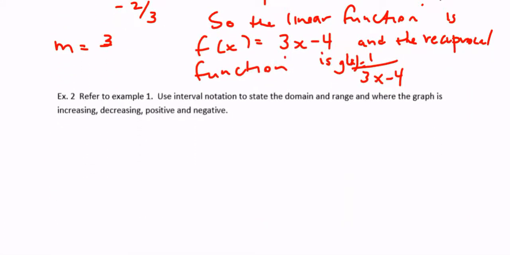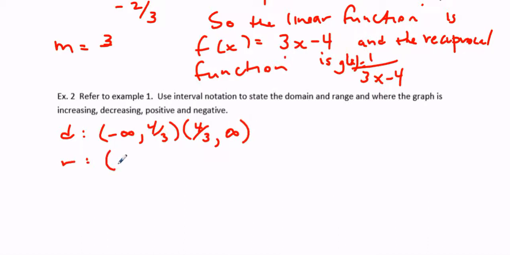It says use interval notation to state the domain and range. So we decided the domain was negative infinity to 4/3, and then 4/3 to infinity. The range is negative infinity to 0, and then 0 to infinity. So that's the domain and range; now, where the graph is increasing and decreasing.